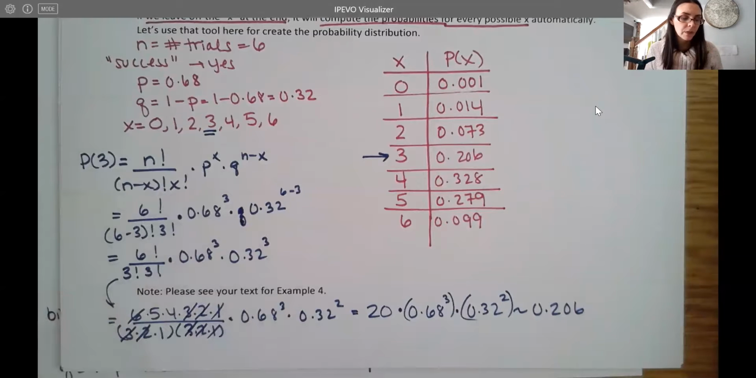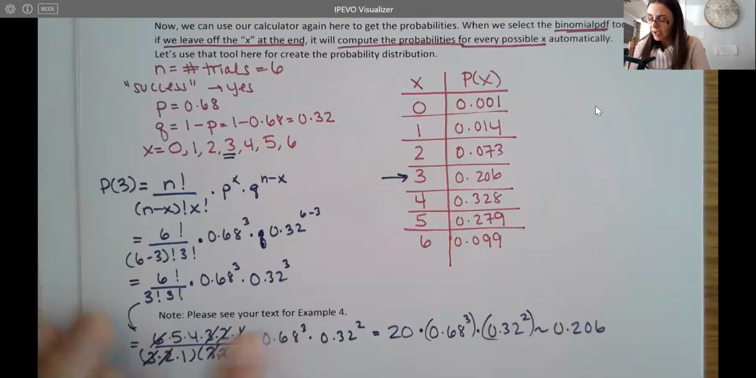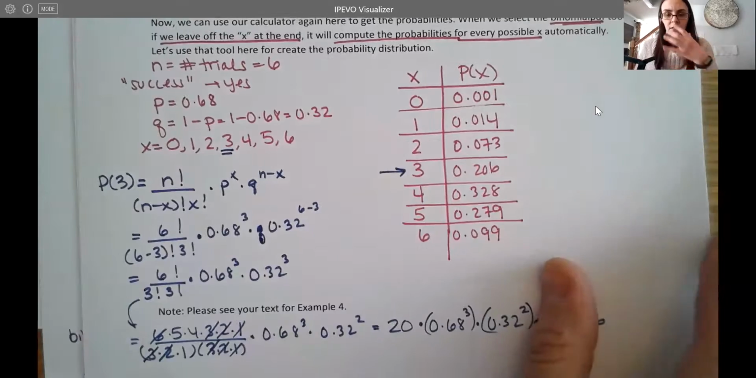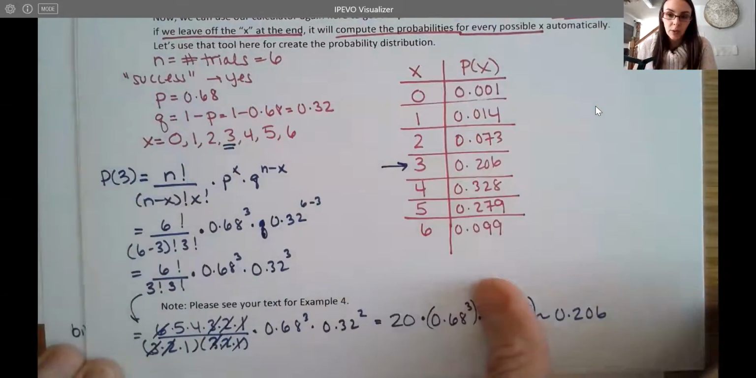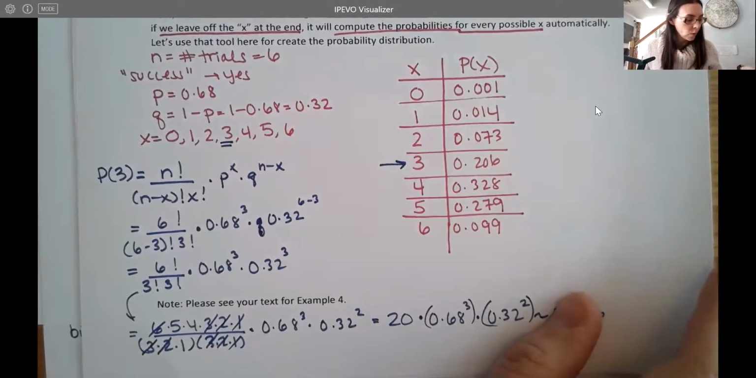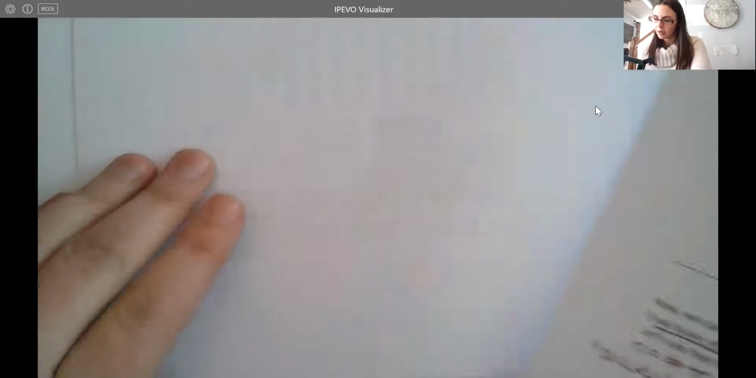So if you check out your book, they'll go through in this section how to use some different technologies. So feel free to check that out if you're interested. Now I am going to skip example 4 in your text. So that's the one that goes through different technologies. I've done it already with the calculator twice, but if you want to see some other ways, like with Excel and stuff, feel free to check that out.